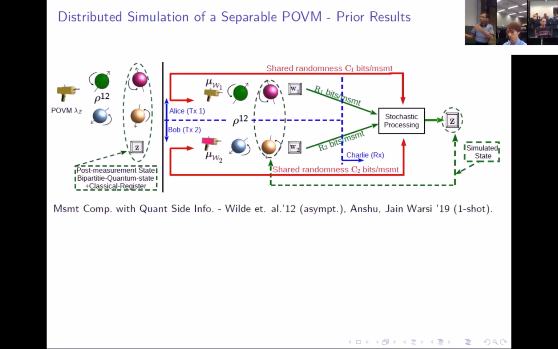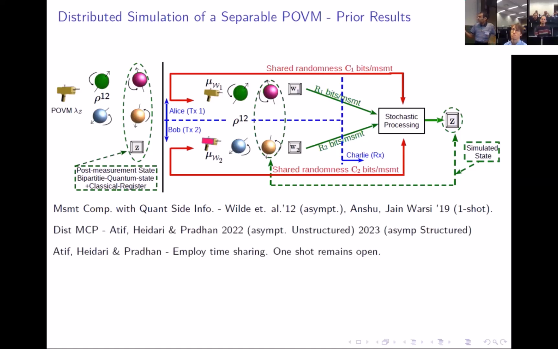So this has a line of work. It was first solved in the side information case by Winter in 2012 in the asymptotic setting. It was then solved in a different way in the one-shot setting, because Winter's POVMs cannot be simulated in the one-shot setting, as they needed joint typical POVMs. Anshu, Jain, and Warsi did it in 2019 in the one-shot setting. They took a different approach to quantum measurement compression in the one-shot setting. But it turns out this cannot be generalized to the distributed setting.